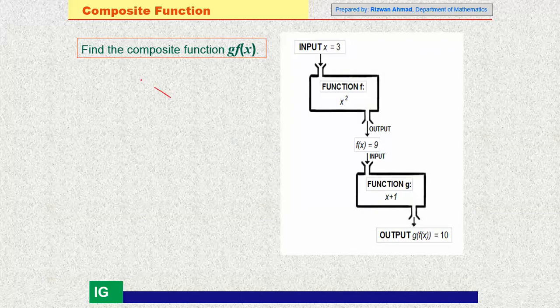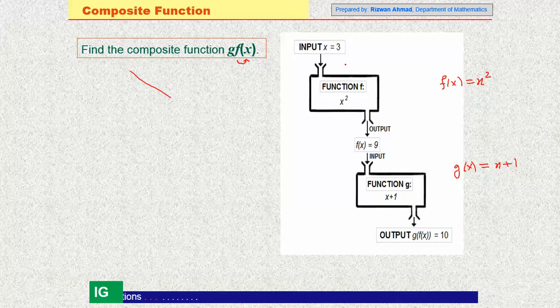Now mathematically, the composite function is g f of x. It means f is applied first on x, and then g is applied. So if we see individually, f of x is x square, and the function g of x is x plus 1.